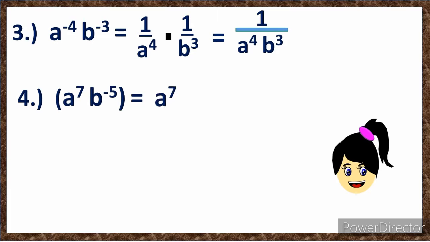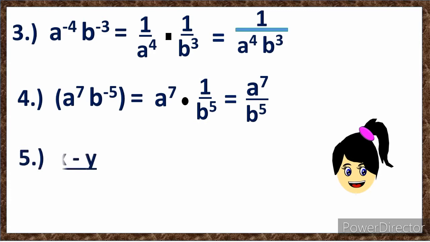Next, number 4, a raised to 7, b raised to negative 5. Then we have a raised to 7 times b raised to negative 5, which is equivalent to 1 over b raised to 5. And then we multiply a raised to 7 times 1, which is equal to a raised to 7 over b raised to 5.